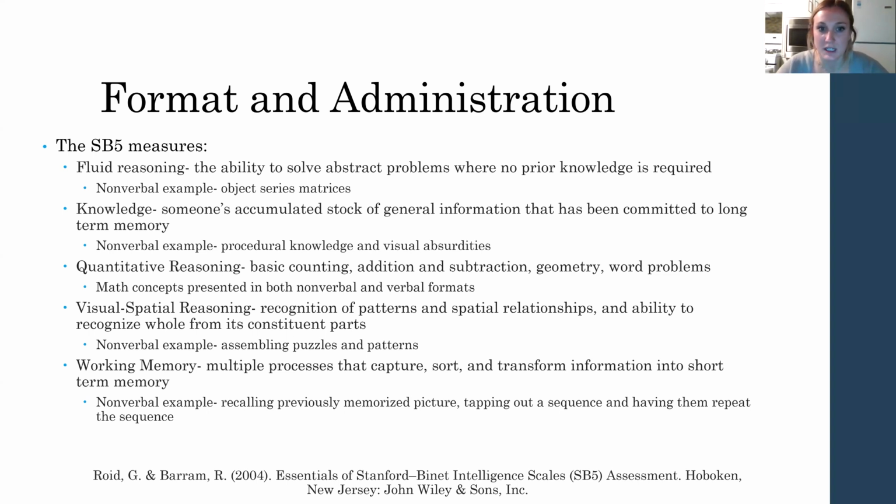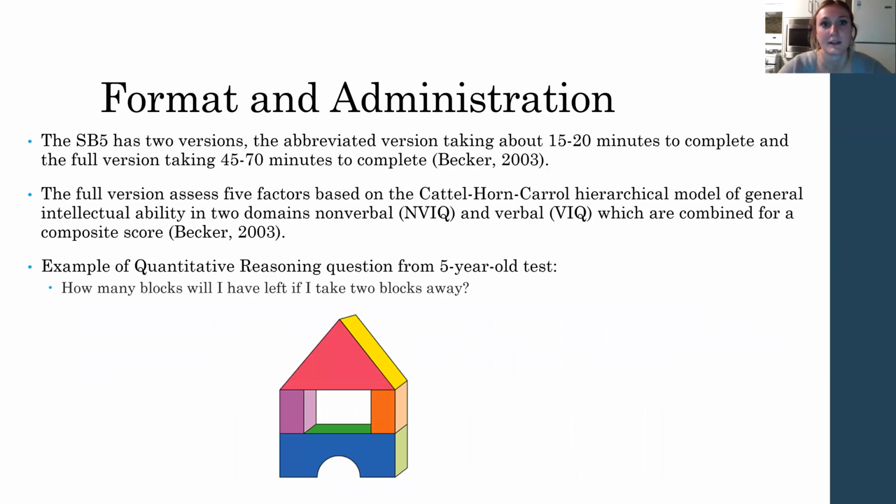For visual spatial reasoning, they're really trying to test the recognition of patterns with spatial relationships and the ability to recognize the whole from its constituent parts. A nonverbal example would be puzzles or patterns that the child has to assemble. Working memory assesses the processes that capture and store information into short-term memory. In a nonverbal example, they might ask a student to recall a previously memorized picture, or they might tap out a series on a table and have the child repeat the tapping.